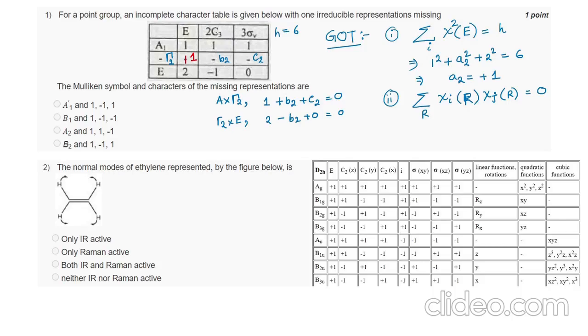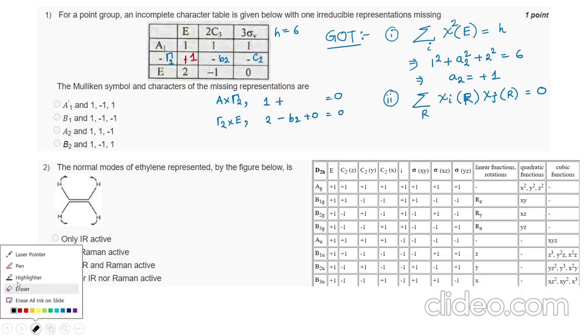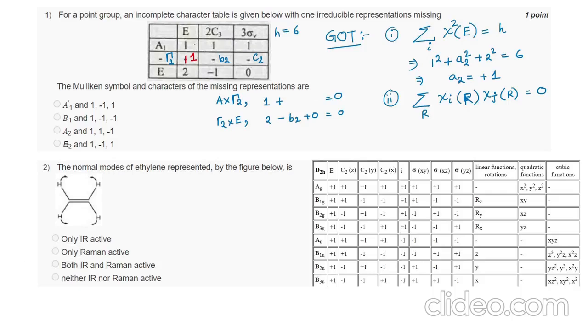No, I have missed this. See? So this is one mistake. So you need to consider all the symmetry operations, right? So I'll just go back and erase. One into 1, then 2 into B2, because two symmetry operations belong to this class.